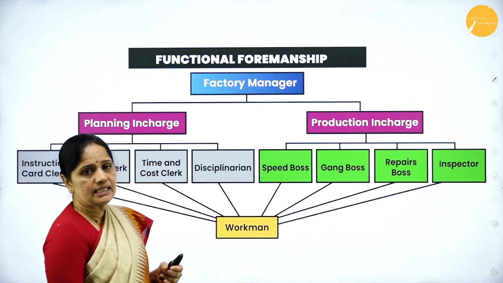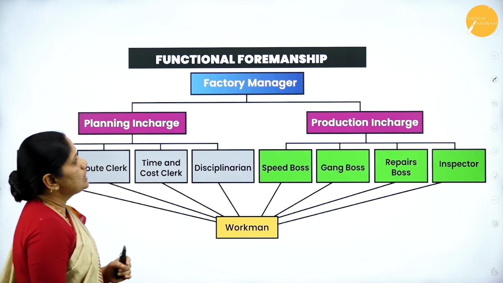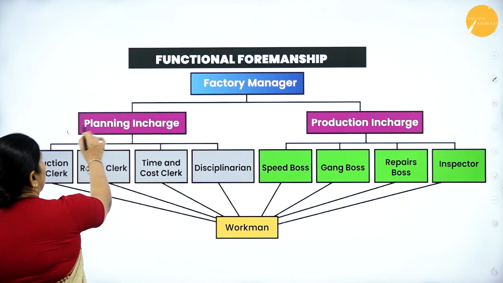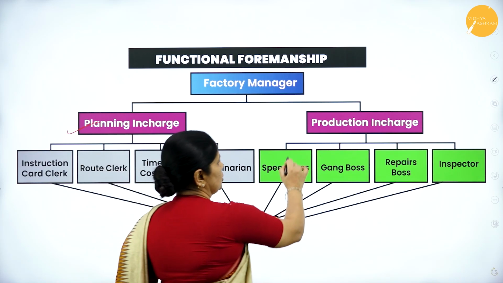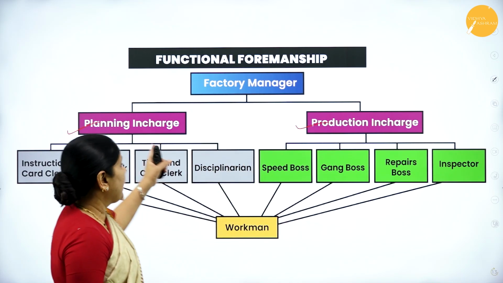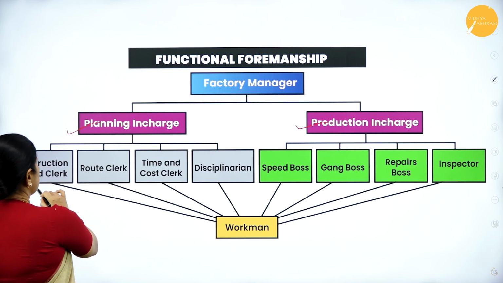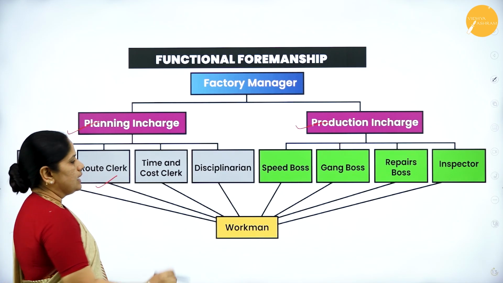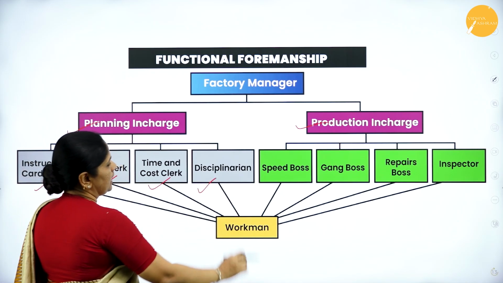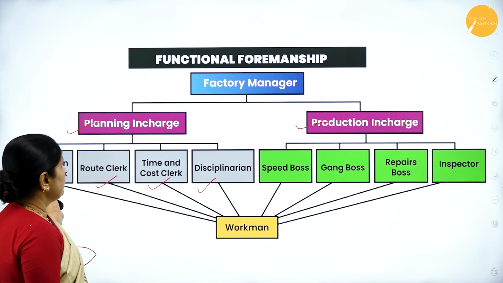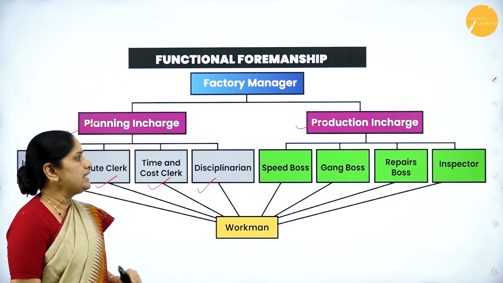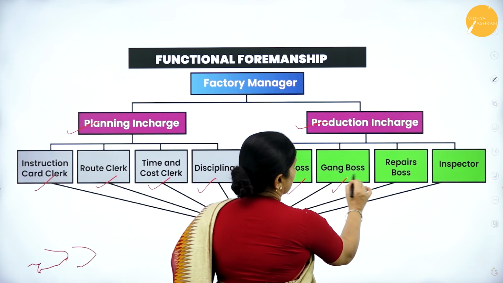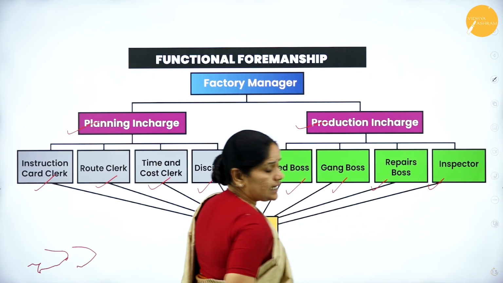If you can see in this diagram, we have the functional foremanship. We have the factory manager here, and we have the planning in charge and the production in charge. For the planning in charge, we have 4 persons here: one is the instruction card clerk, second one is the route clerk, time and cost clerk, and the disciplinarian. Then for the production in charge, we have the speed boss, gang boss, repair boss, and the inspector.